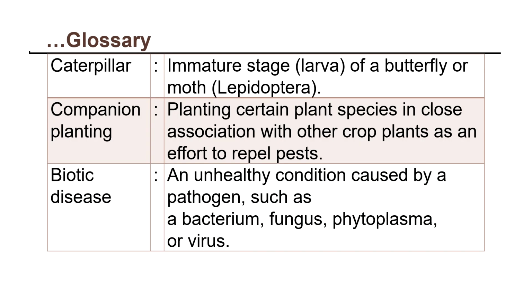Caterpillar, it is a kind of larva, the immature stage of a butterfly or moth. Caterpillars are the kind of larvae which are found in order Lepidoptera. Companion planting or companion cropping, planting certain plant species in close association with other crop plants as an effort to repel pests. Biotic disease, this is already covered.